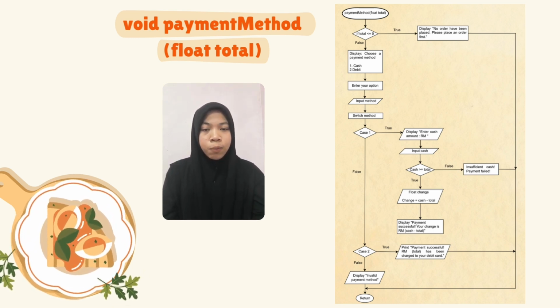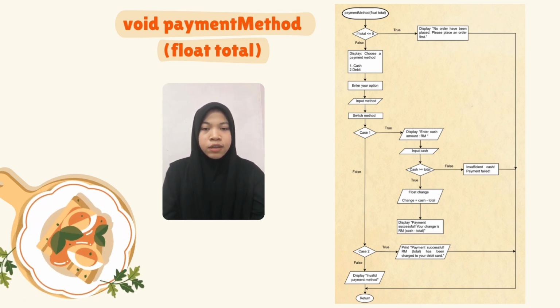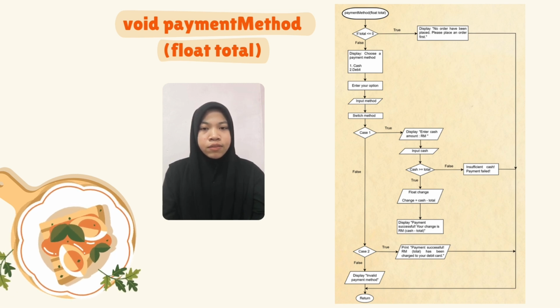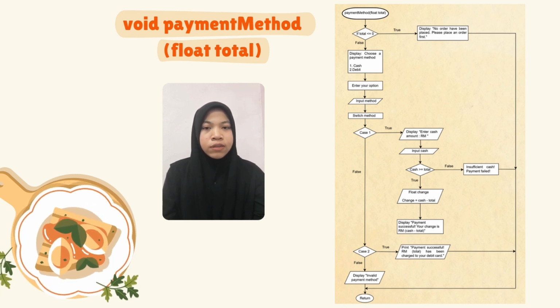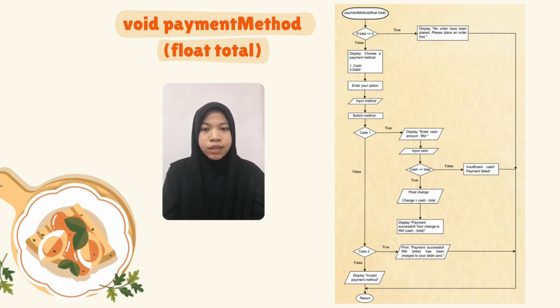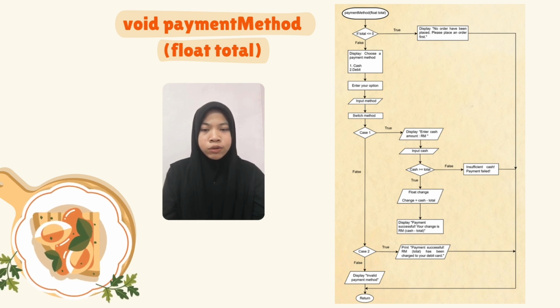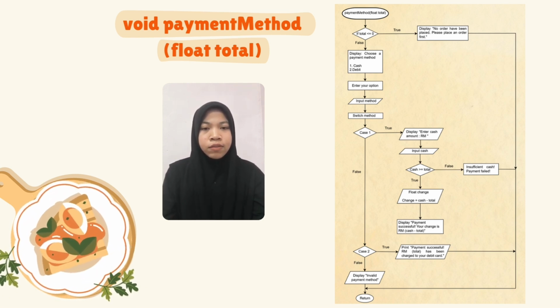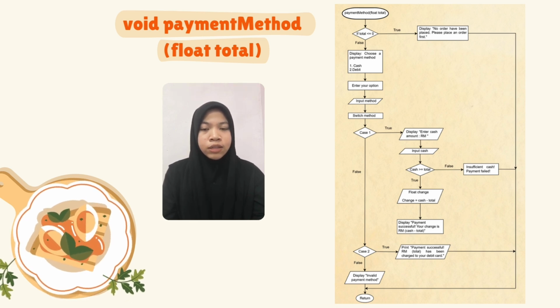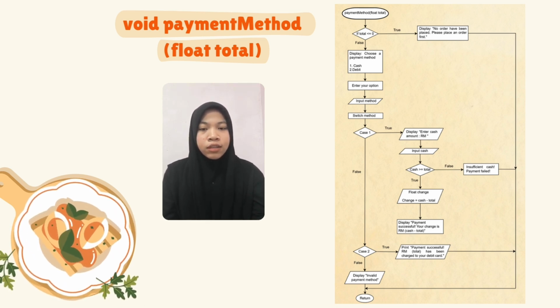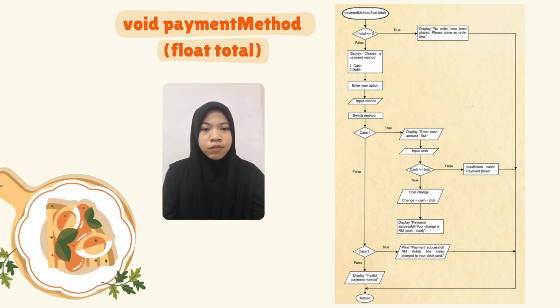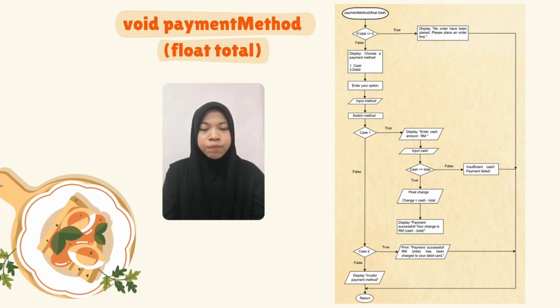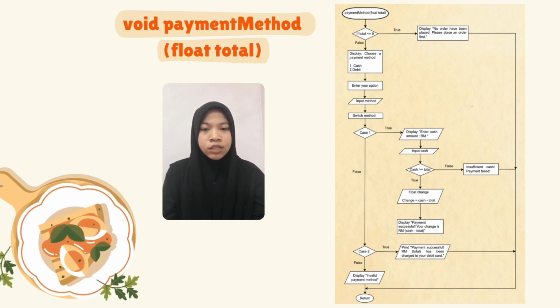If user decided to pay with cash, if cash is less than 0, then the system will display insufficient cash, payment failed. Meanwhile, if the cash entered by a user is greater than 0, then the system will calculate the change, which is change equal to cash minus total. If the payment made was success, the system will display payment successful. Your change is RM, cash minus total. Furthermore, if user decided to pay with debit card, then after the process is done, the system will automatically display payment successful. Your change is RM, cash minus total.